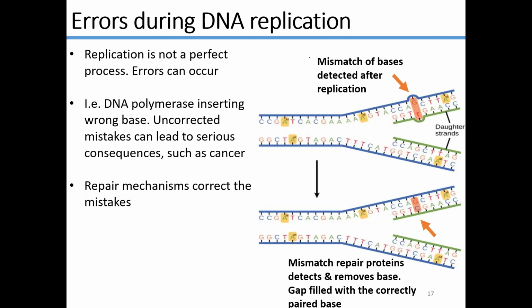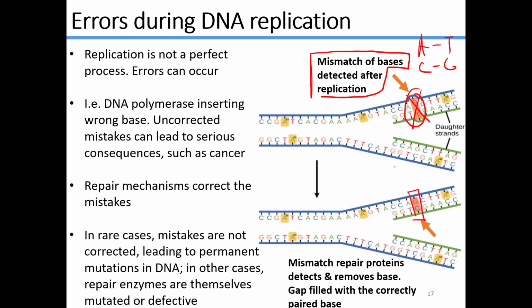You can see over here we have a mismatch of bases detected in our replication. We have our daughter strands that are being built, and the blue strands are the original. Mismatch repair proteins detect and remove the bases, then fill the gap with the correct bases. You can see here our G is trying to bind with T, and that cannot work out, because A is supposed to go with T, and C is going to go with G. But we can find that, and they can go ahead and replace it.